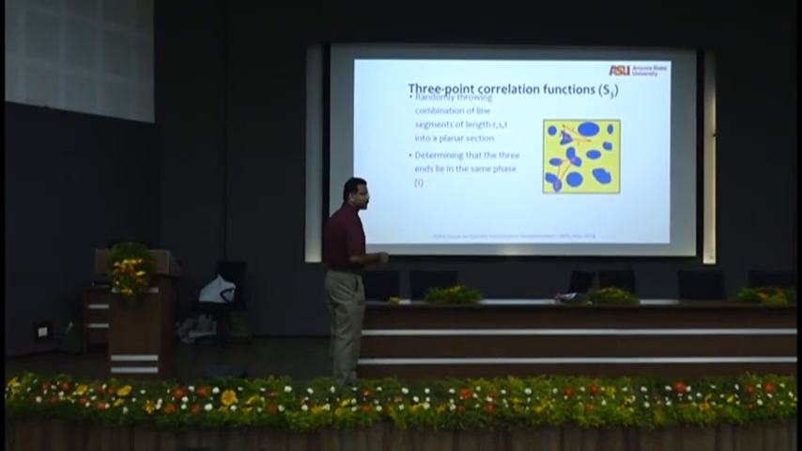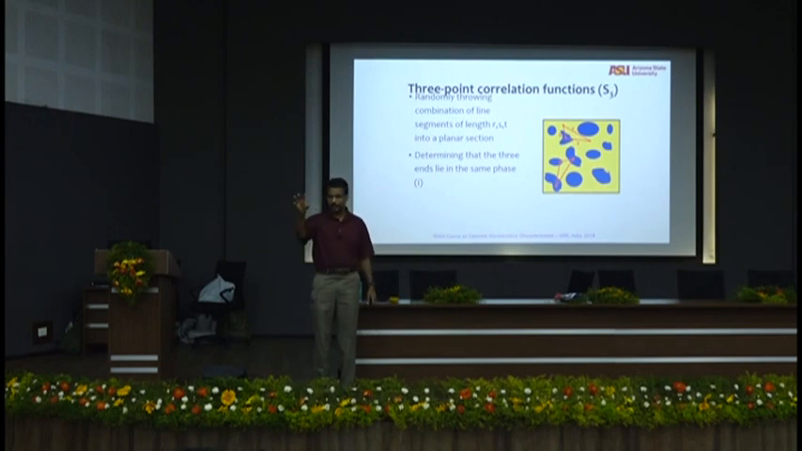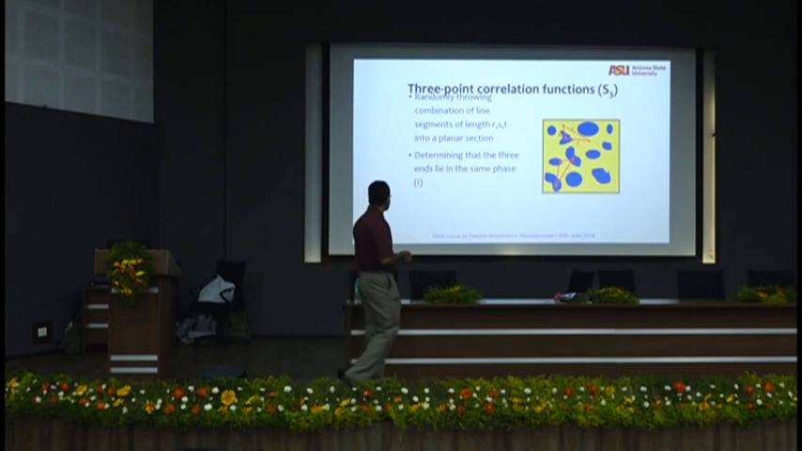You have 3-point correlation functions. 1-point correlation function, which means you throw a point. 2-point correlation functions, you throw a line. 3-point correlation functions, you throw a triangle, right? Very simple. You throw a triangle or a combination of line segments of length r, s and t to a planar section, determining that the 3 ends lie in the same phase. So now here 1 end is in this phase, 2 ends are in this phase. Here 3 ends are in the same phase. So determining the probability that 3 ends lie in the same phase.